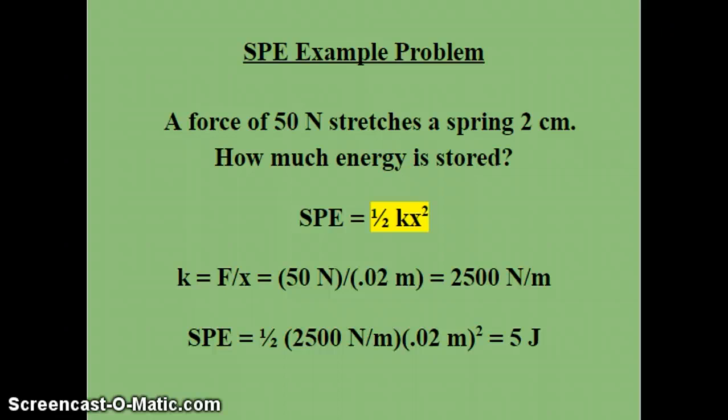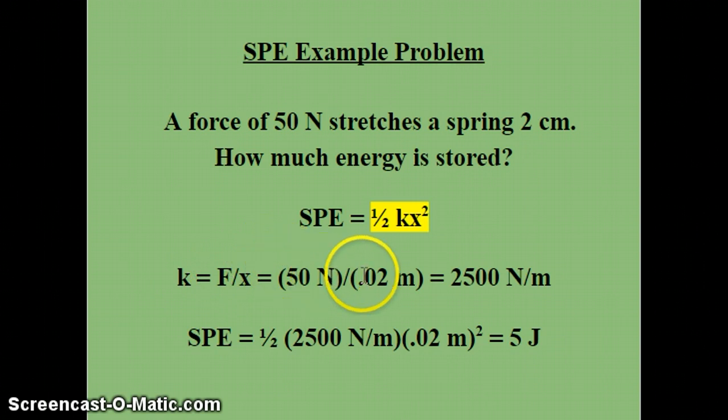The last part of these notes is a spring potential energy example problem. This might look similar to what we did with Hooke's law earlier in the year. Here we have a spring that's stretched 2 centimeters when a force of 50 newtons is applied. Before we can use the spring potential energy formula, we have to find out what the spring constant, or K value, is first.